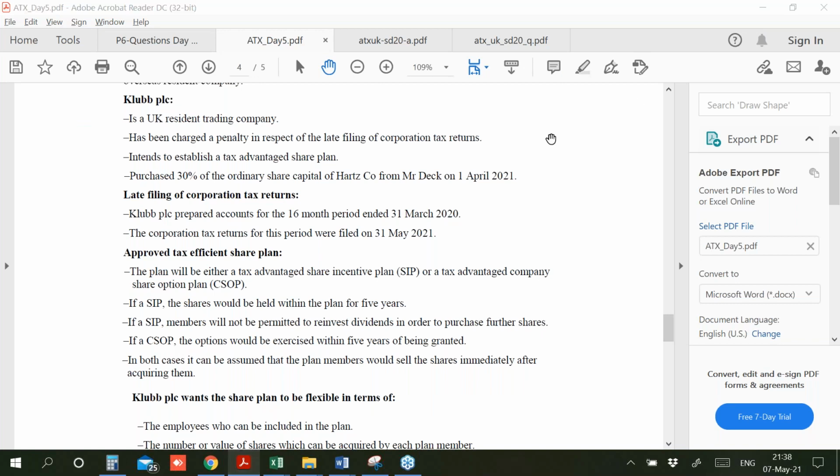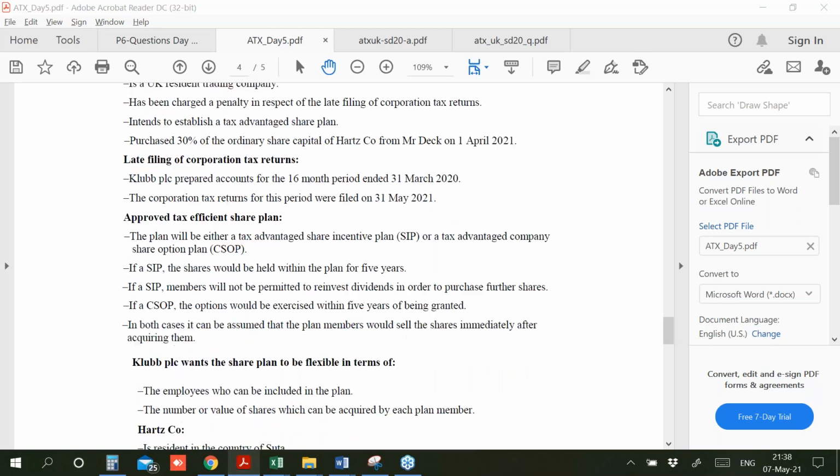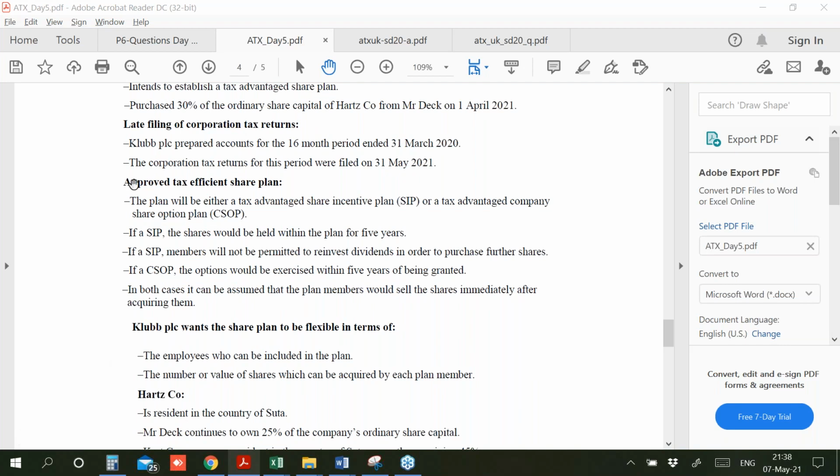Now, what will I tell the company here? I will give a heading that Club PLC wants the share plan to be flexible in terms of the employees who can be included in the plan. So I'll give this heading, under that I will discuss the flexibility of both, and I'll tell that in CSOP the share scheme can be given to all or a selected group of employees. The number or value of the shares which can be acquired by each plan member: in CSOP, it can be given maximum up to 30,000 per employee.